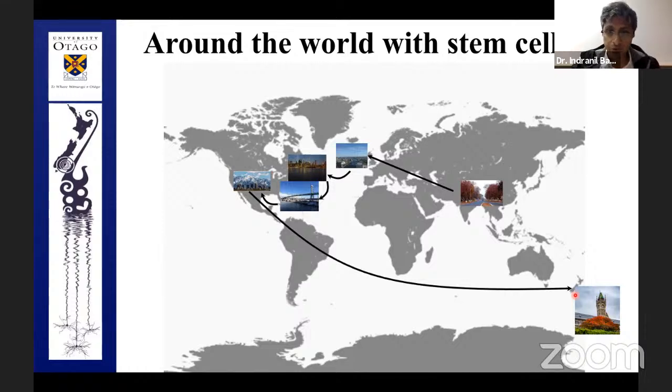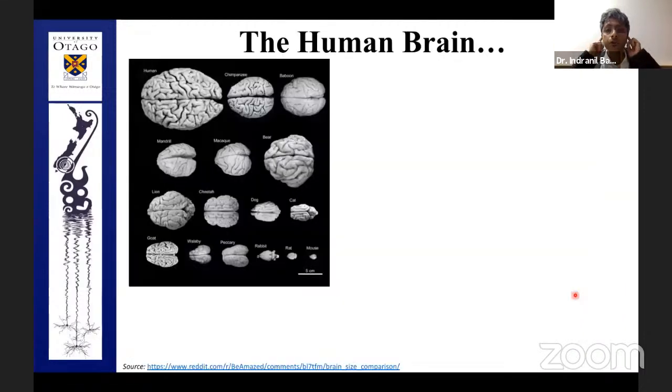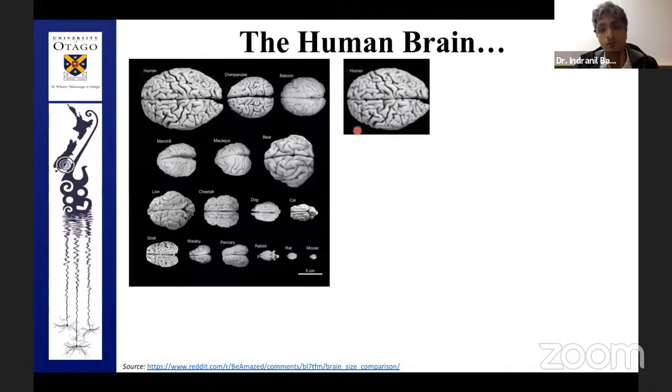Today I'm going to talk about the human brain, and I wanted to show you something interesting about it. This is a picture of different brains: the human brain, the chimpanzee, baboon, dog, cat, etc. As you can see from this image, the human brain is the largest one, and it looks like the most complicated among all of these brains, right? And it is true, the human brain is one of the most complicated organs of our body. Look at these folds that you can see.